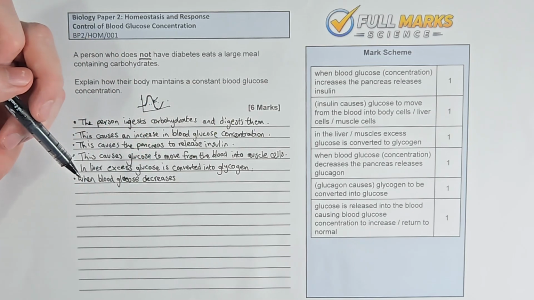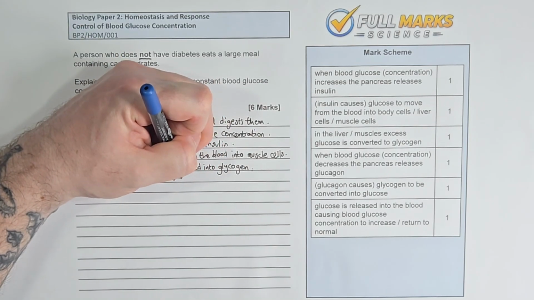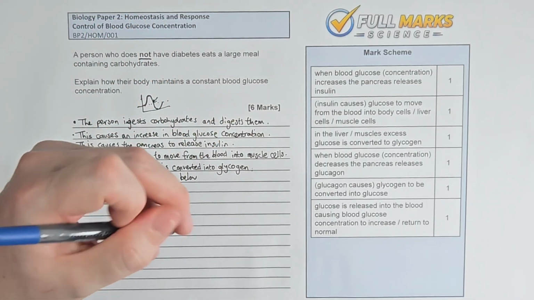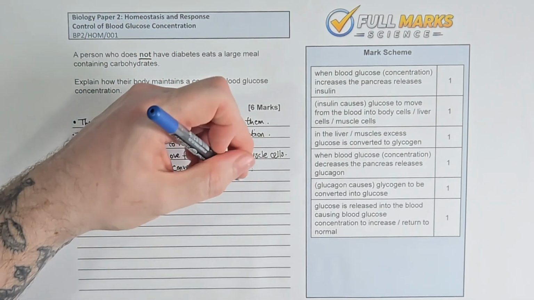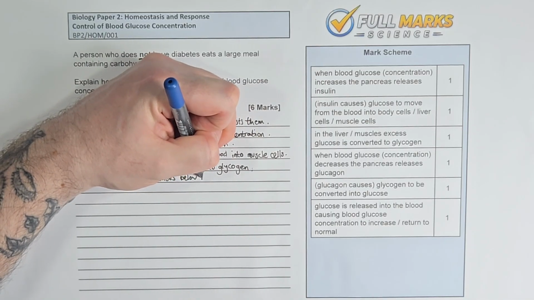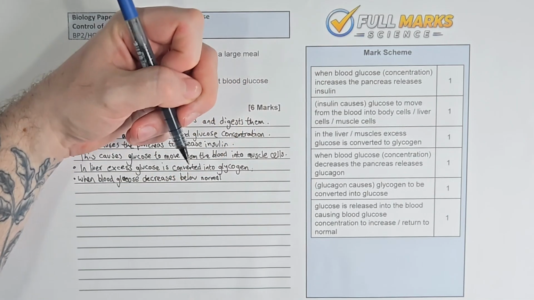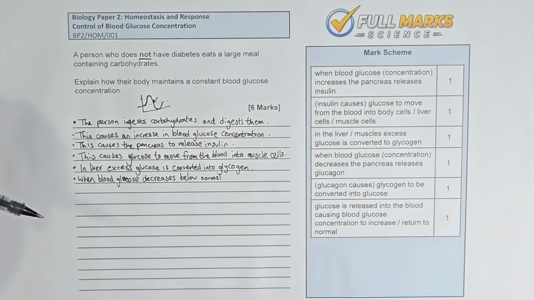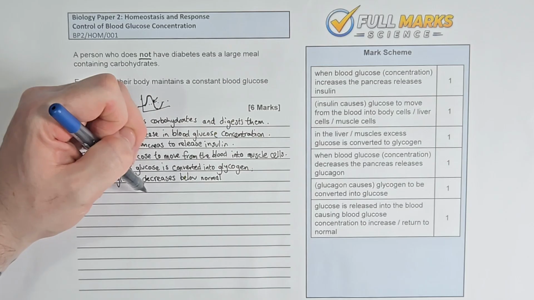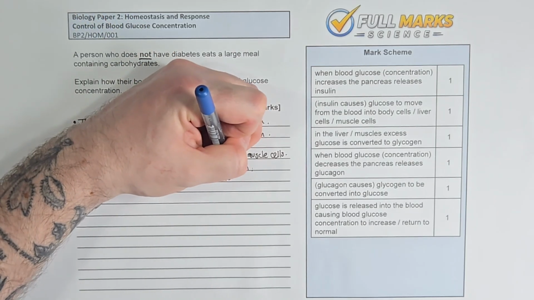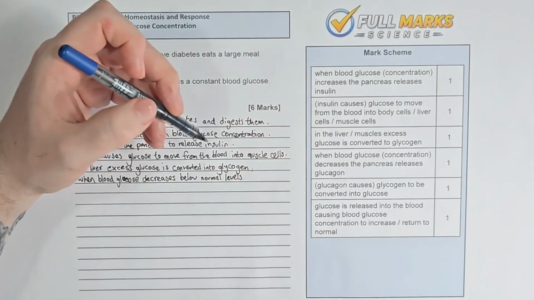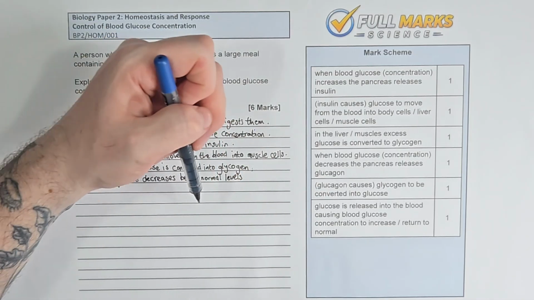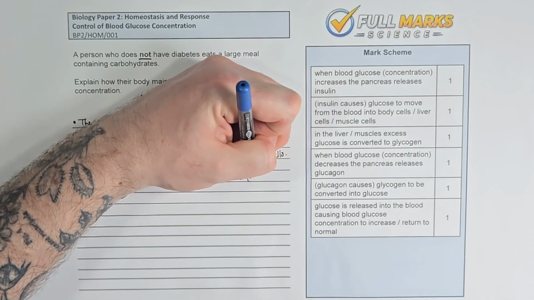But when blood glucose decreases below normal, because we're talking about homeostasis, and it's the maintenance of normal levels of everything. So when blood glucose decreases below normal levels, I could say about it being due to the insulin, but I'm just going to keep it a bit shorter. So when blood glucose decreases below normal levels, we're saying what happens?